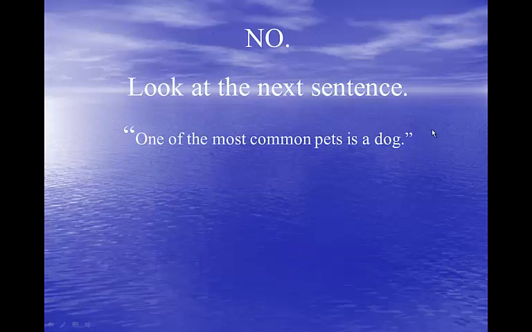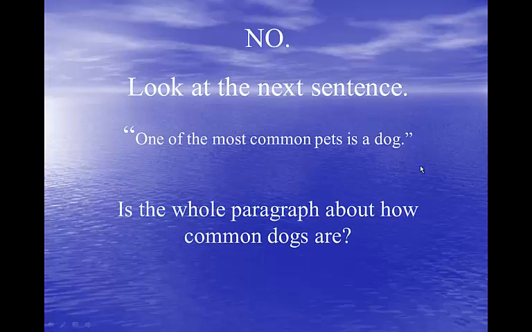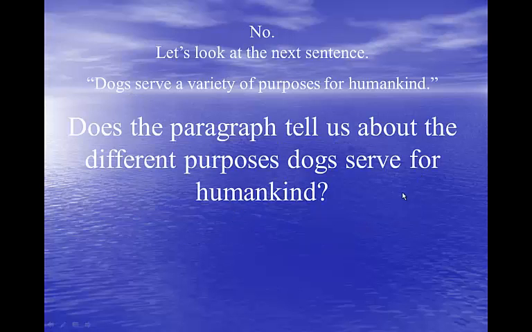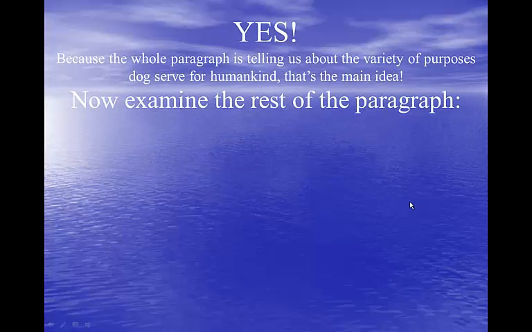Now we'll look at the next sentence. One of the most common pets is a dog. Is the whole paragraph about how common dogs are? Dogs may or may not be common, but no, that is not what this paragraph is about. But the next sentence: dogs serve a variety of purposes for humankind. Ding, ding, ding! Does the paragraph tell us about the different purposes dogs serve for humankind? Yes, yes, and yes. Because the paragraph is telling us about the variety of purposes dogs serve for humankind, that is the main idea.